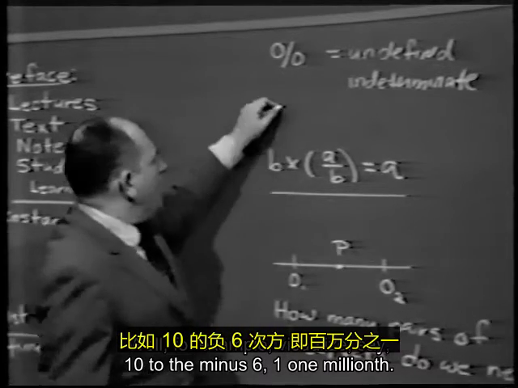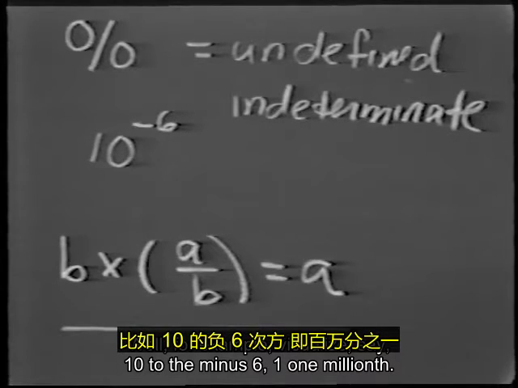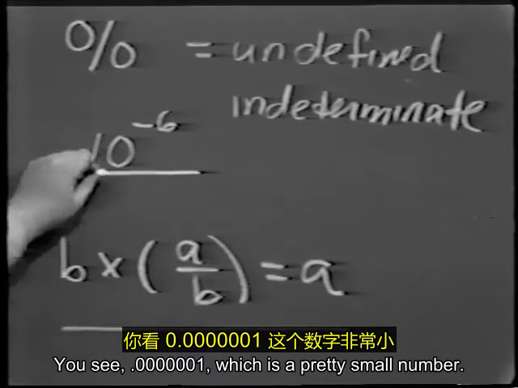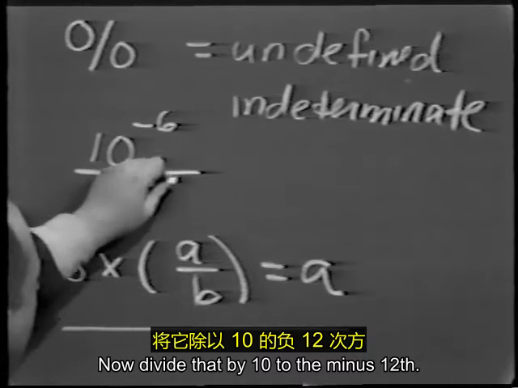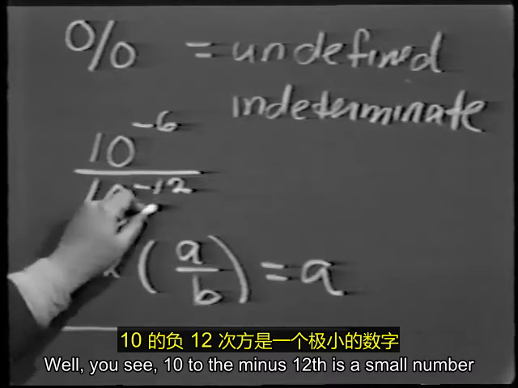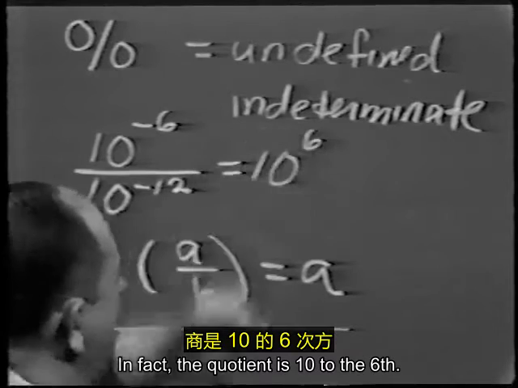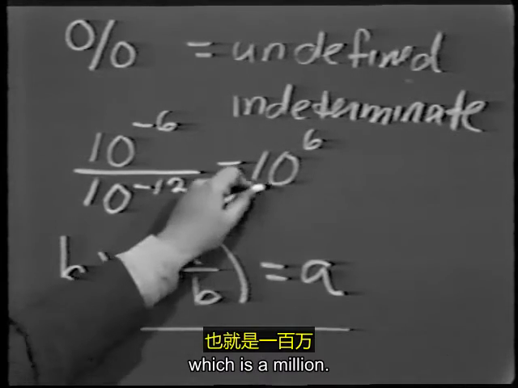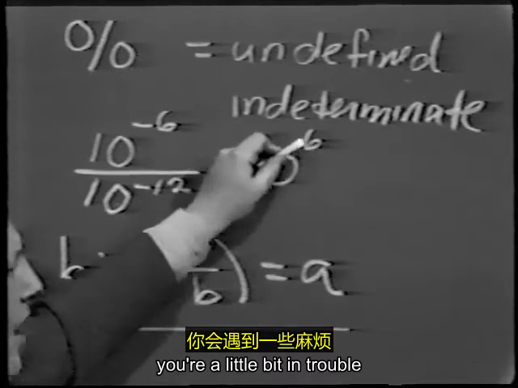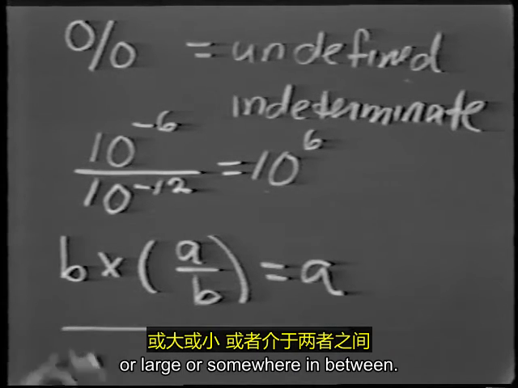Well, for example, visualize, say, 10 to the minus 6, 1/1,000,000th, 0.000001, which is a pretty small number. Now divide that by 10 to the minus 12th. Well, you see, 10 to the minus 12th is a small number, so small that it makes 10 to the minus 6th appear large. In fact, the quotient is 10 to the 6th, which is 1,000,000. And here we see that when you're dealing with the ratio of small numbers, you're a little bit in trouble because we can't tell whether the ratio will be small or large or somewhere in between.